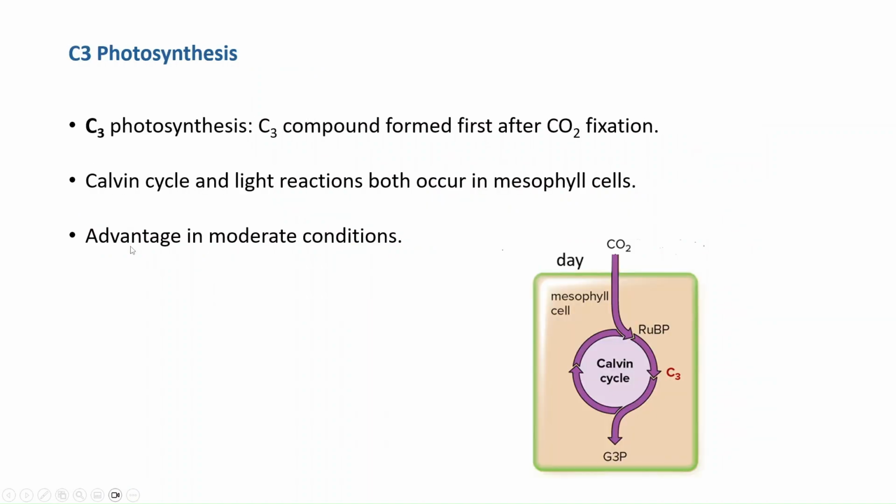So C3, we already saw it. It's exactly what you expect. Carbon dioxide comes in, you make ATP and NADPH, so carbon dioxide enters the Calvin cycle, and you eventually produce glucose. As long as you have the right temperature, you have enough water, everything works out just fine. And remember, this takes place in the mesophyll cells.